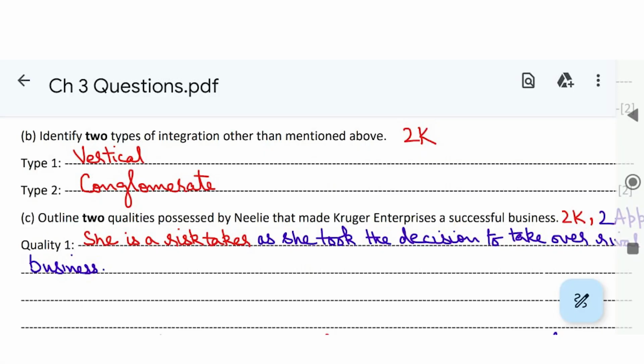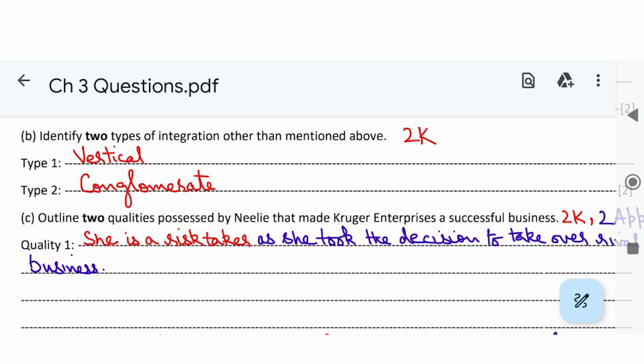If you see the information at the start of the question, they are planning to take over Company A, which is their rival business. So this is horizontal integration, and students are supposed to mention types of integration other than horizontal integration. That's why I wrote vertical and conglomerate.